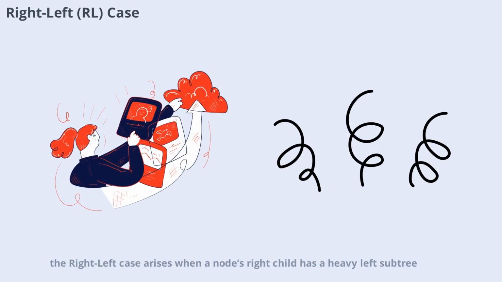Similarly, the right-left case arises when a node's right child has a heavy left subtree. This is fixed by a right rotation on the right child, followed by a left rotation on the parent. These rotations ensure that the AVL tree remains balanced after every update.